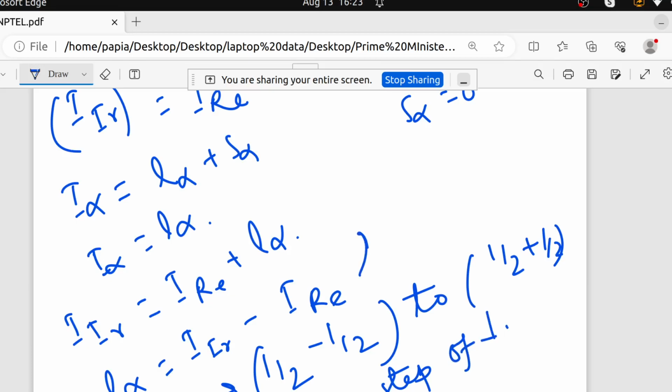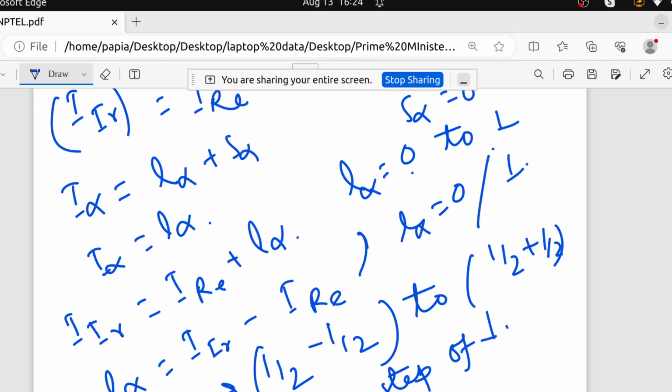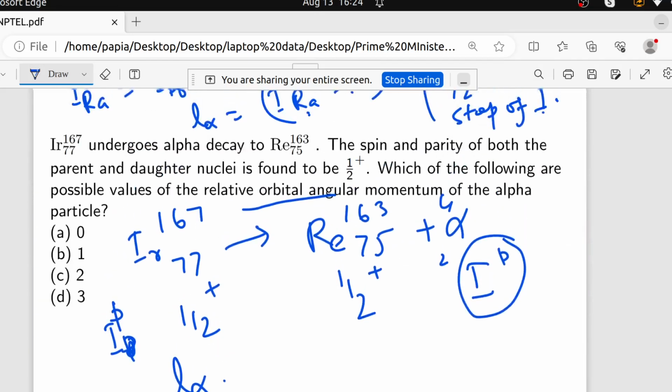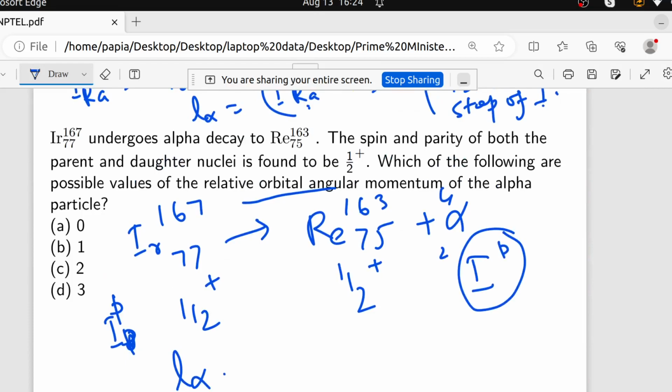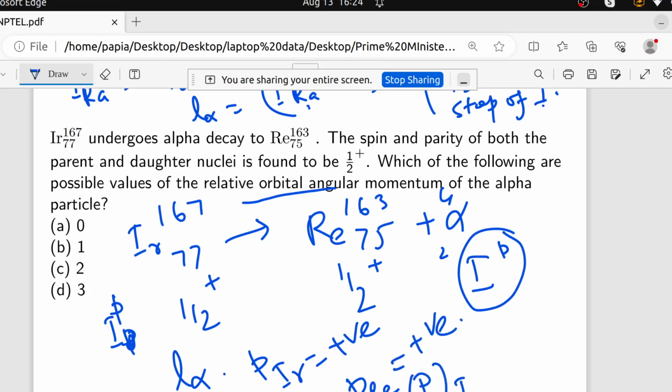So you can see here that L alpha is 0 to half plus half, which is 1. So in between 0 and 1 there is no value in steps of 1, that means L alpha can have the value 0 or 1. Now coming to the parity conservation. In parity conservation, parity should also be conserved. So here parity of IR is positive, parity of RE is also positive. Parity is a multiplicative quantum number, so P of IR is P of RE times P of alpha.